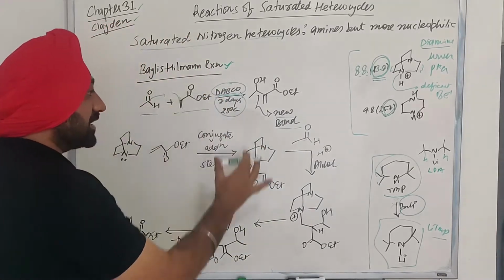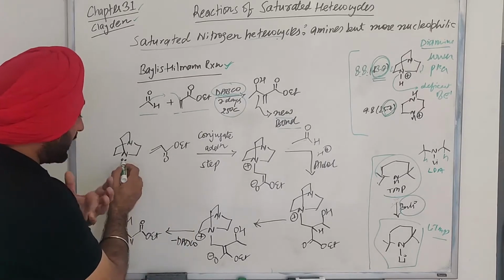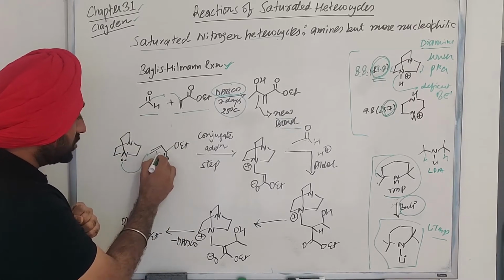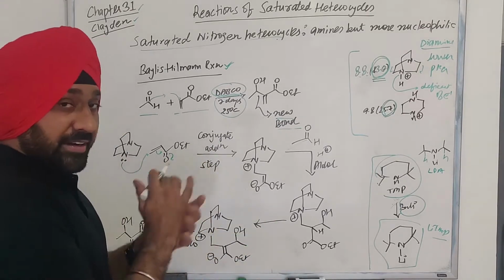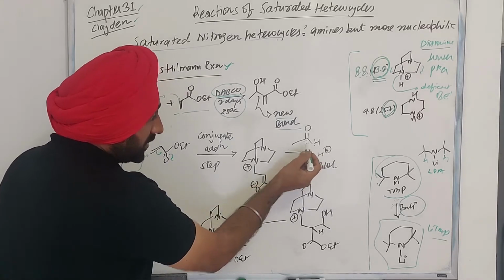The first step is pretty straightforward. As I said, the lone pair of electrons on nitrogen, since these alkyl groups are tied back, attacks this in a conjugate manner. This attack is taking place. So the next step is what is happening. You have an aldehyde.